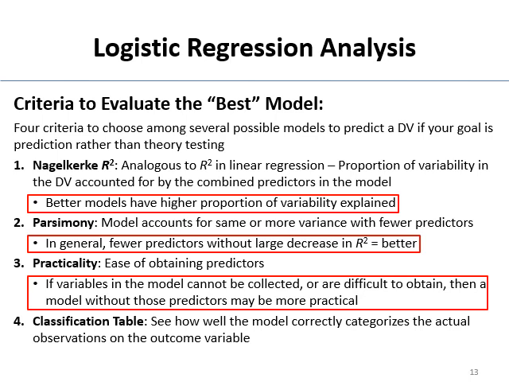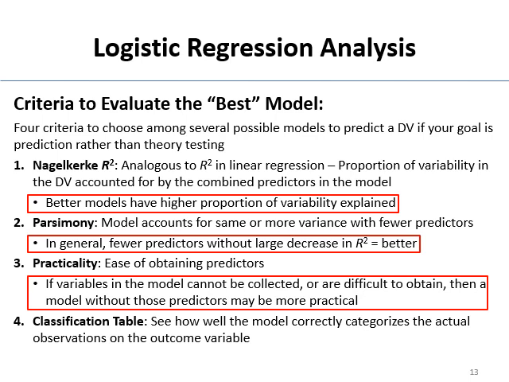The new one is something called a classification table. The classification table tells you how well the model categorizes the actual observations on the outcome variable. So you know for your DV whether someone was a 0 or a 1, whatever it happens to be: died, didn't die, passed, didn't pass.